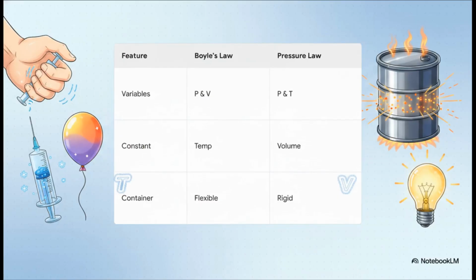What's super interesting here is the stark physical contrast between the environments you need for each law. Boyle's law needs a flexible environment, kind of like a plastic syringe. You can squeeze the volume down, changing it, while the temperature just stays totally constant. But the pressure law? That one operates in a rigid, fixed volume container. Think of a sealed metal drum or a glass light bulb. The volume is completely trapped and constant. No gas goes in, no gas comes out. That means only pressure and temperature are left to interact.